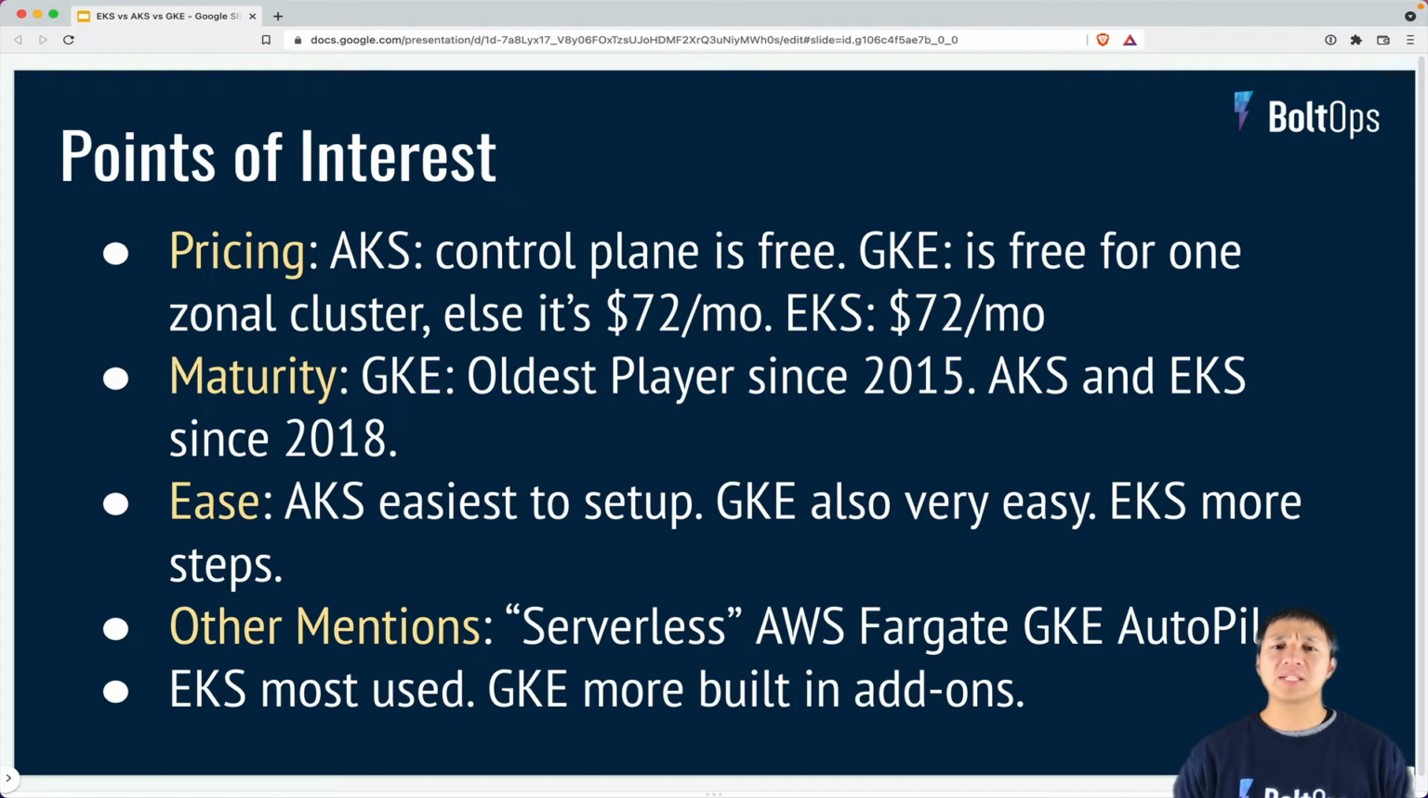I also want to mention that EKS is probably the most used right now, mainly because AWS is the largest cloud provider. GKE is probably second. Also, GKE has more built-in plugins. A lot of people focus on this and say there are a lot more things built in, like the cluster autoscaler. Azure has the autoscaler built in too. I'm sure with EKS, with their add-on system, they're going to eventually have it too.